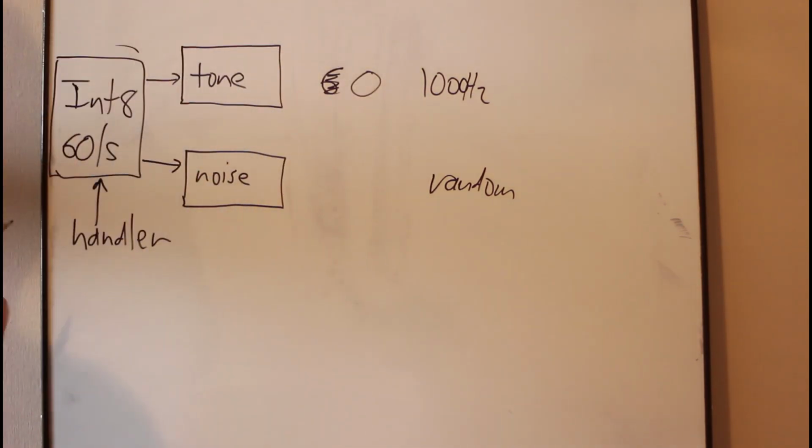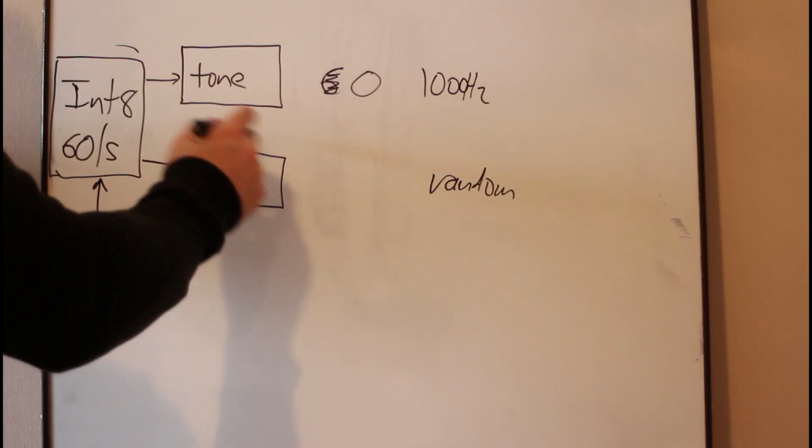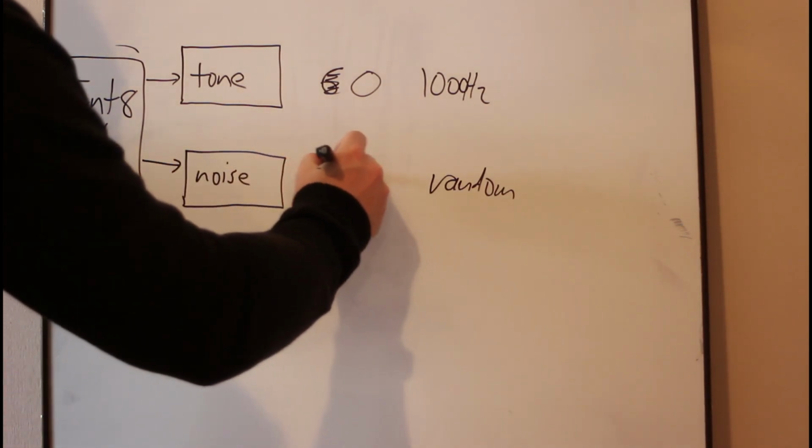Now the tone is always going to take precedence over noise. If there's a tone that's supposed to be playing, that's going to play. But if there is no tone, if that's a value of 0, then it'll start looking in the noise counter, and for example a noise might want to sound for half a second, which would be 30 ticks.